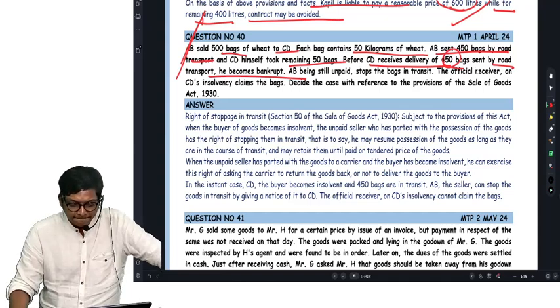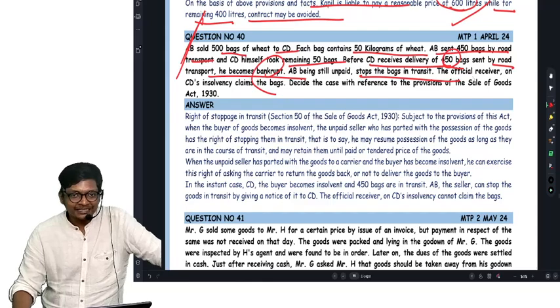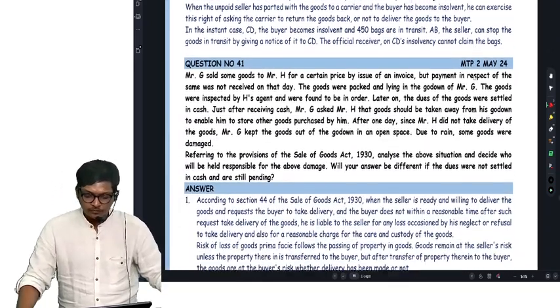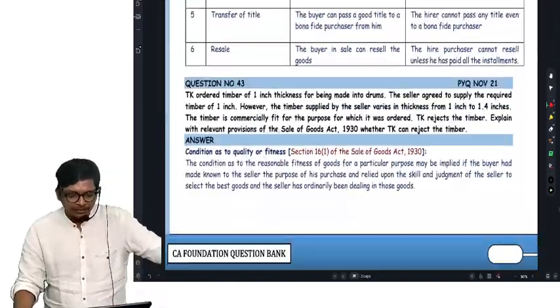Okay. He became bankrupt, so he stops the bags in transit. What is in transit? 450 is in transit. Next, question 41. We'll come in reverse.